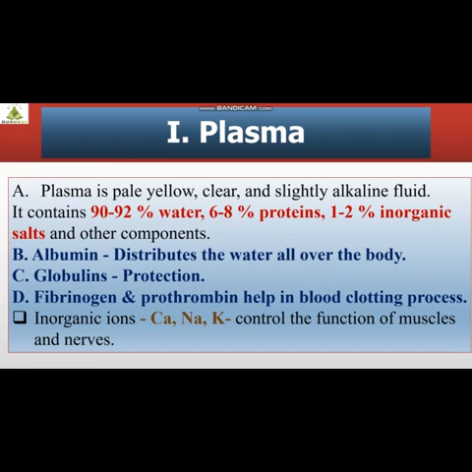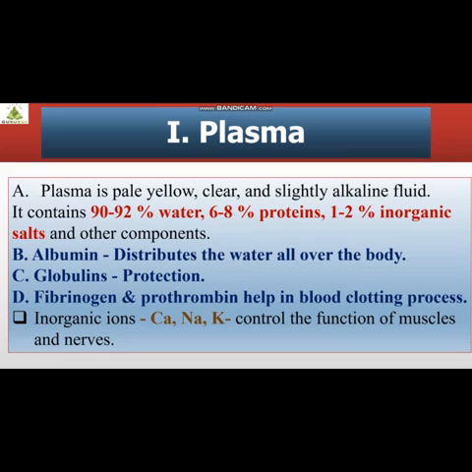Okay, now when I say that it contains 6 to 8% proteins, which are the proteins present? We have albumin, globulins, fibrinogen and prothrombin. These are the vital proteins which are present in plasma. Now what is the function of albumin? Albumin distributes the water all over the body. This is the function of albumin. What is the function of globulin? Protection. It is involved in protecting our body from any kind of infection.